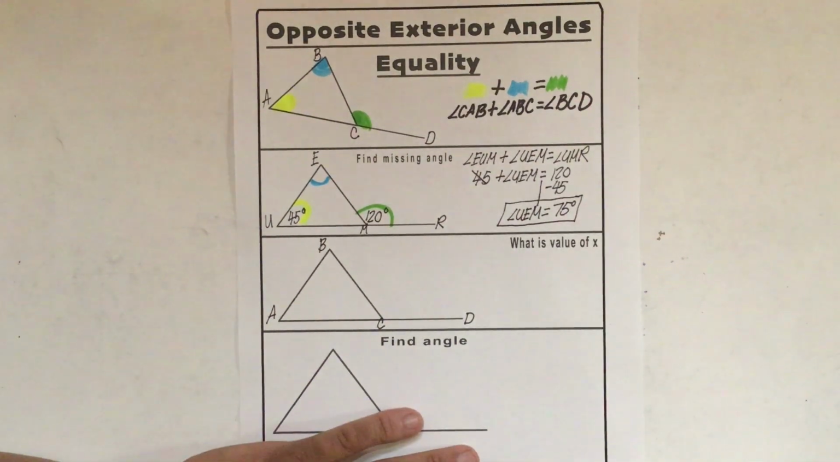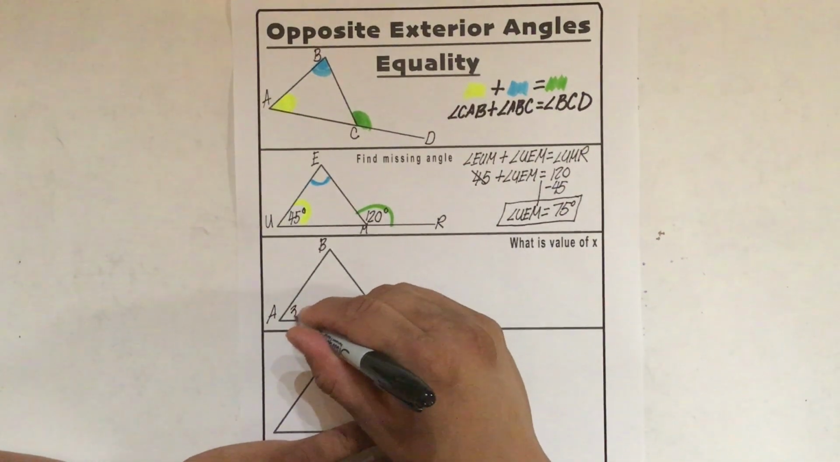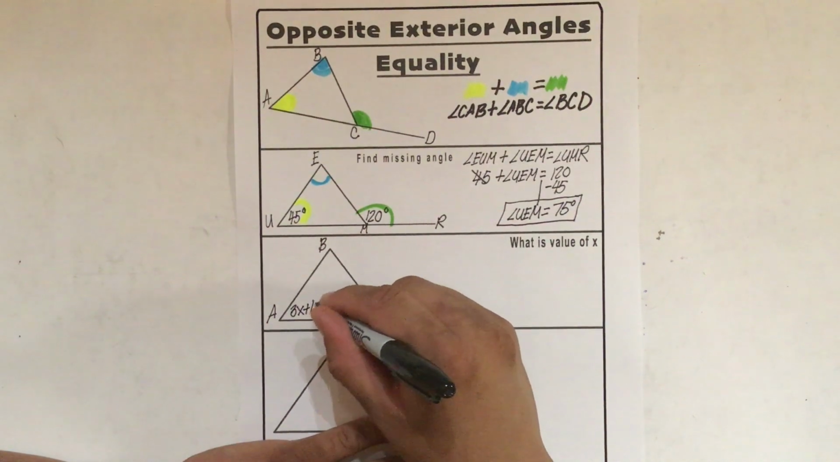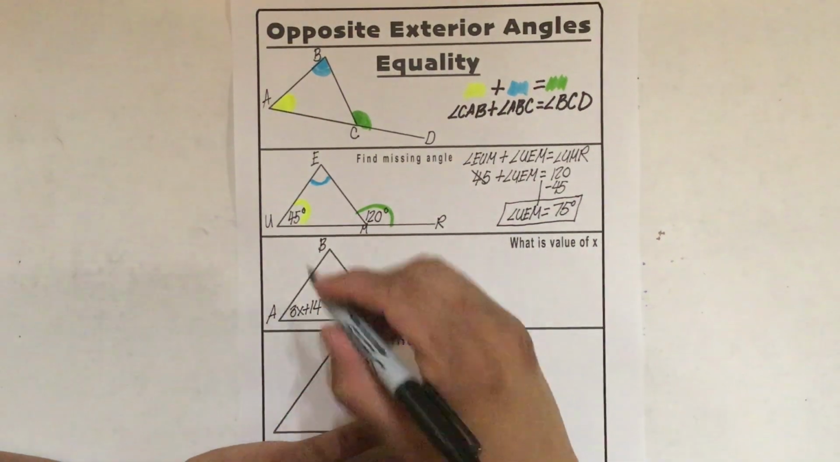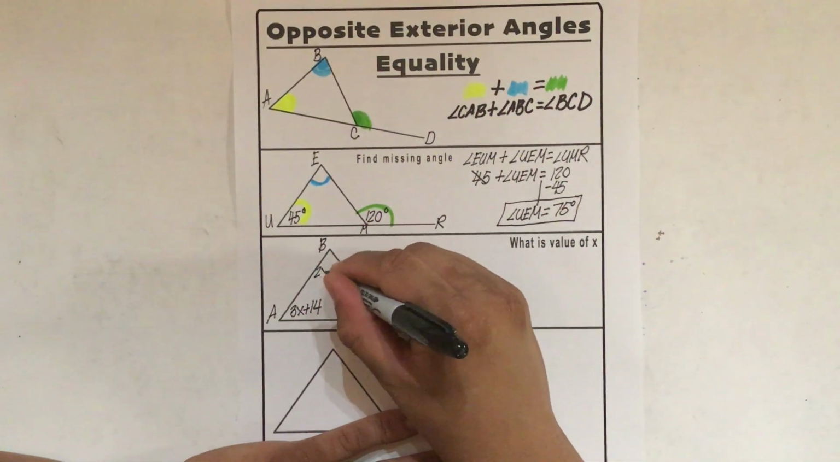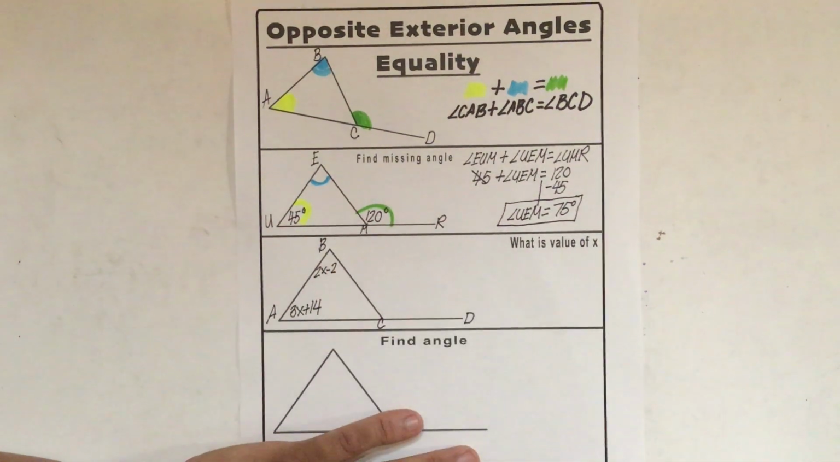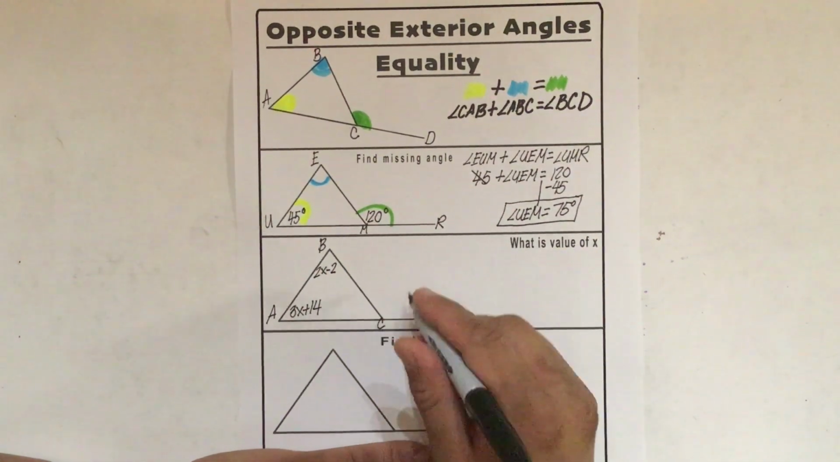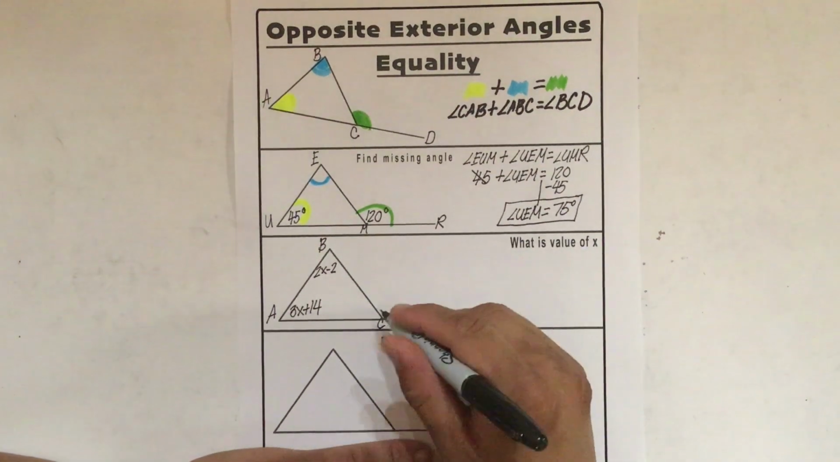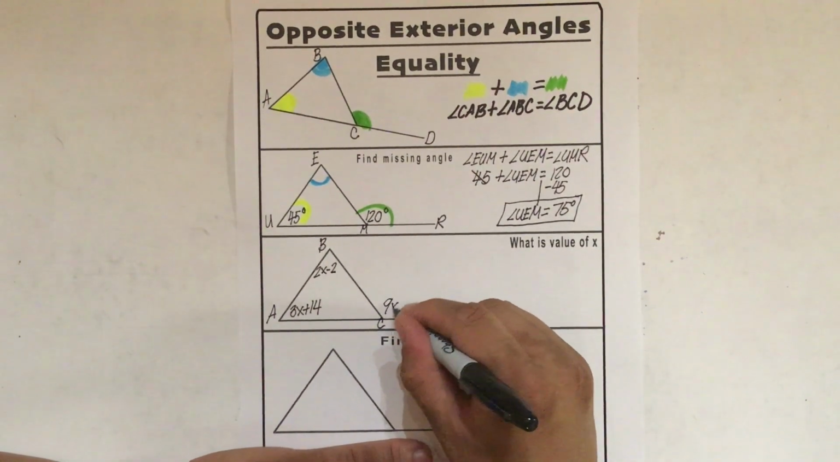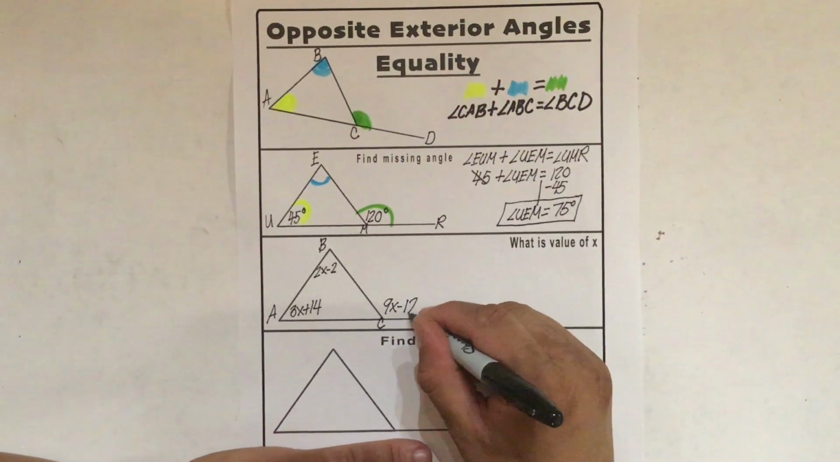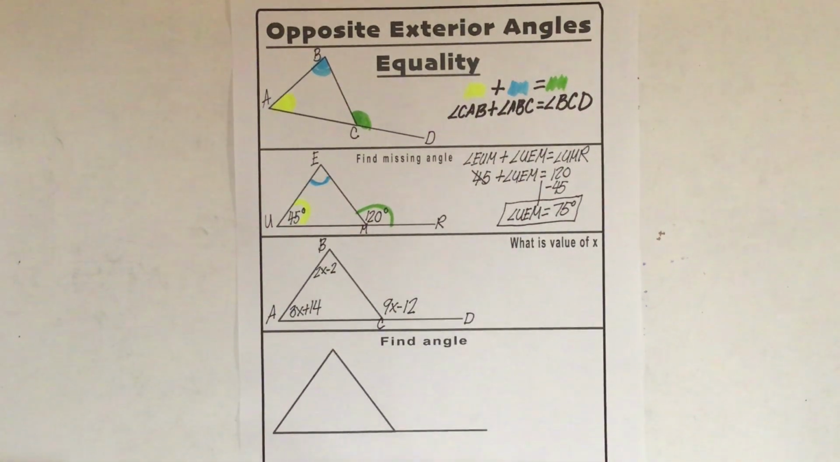So I'm going to make A 3x plus 14. I'm going to make B 2x minus 2. And I'm going to make this outside angle here, angle C, the outside angle C, 9x minus 12. Now, the idea is the same though.